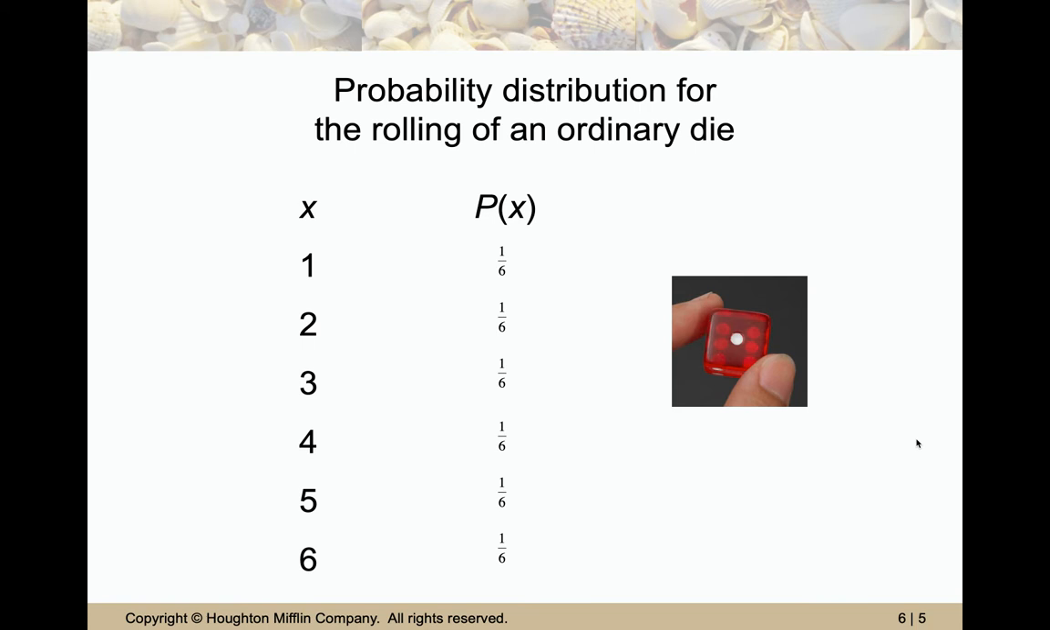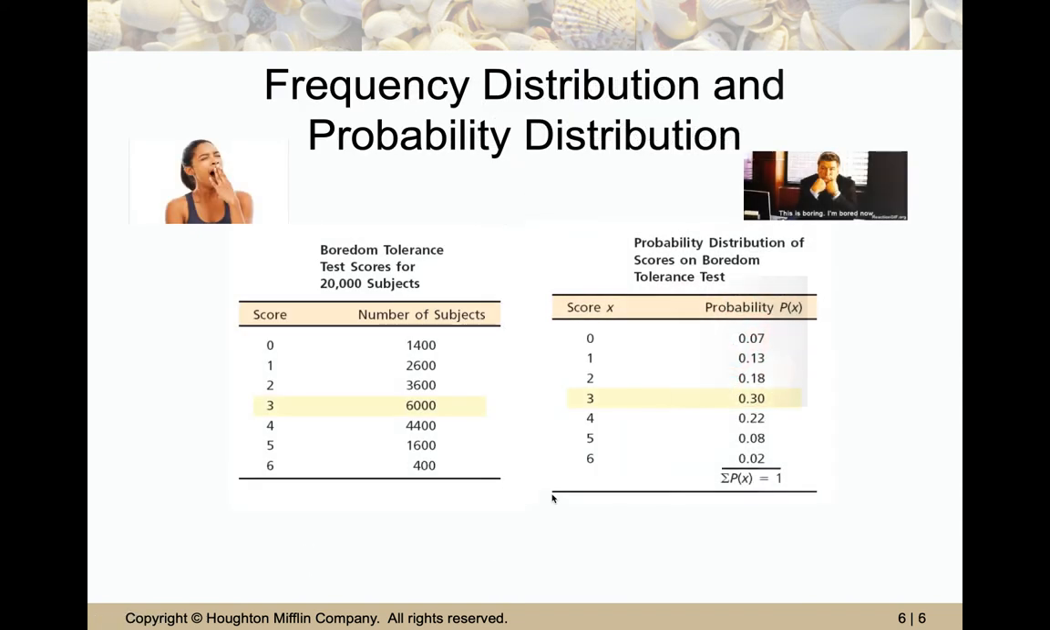Okay, so here would be the probability distribution of the rolling of an ordinary 6-sided die. The values that we can get upon the roll are 1, 2, 3, 4, 5, 6. Each one of those occurs 1/6 of the time. If you add all of those up, you're going to get 1.